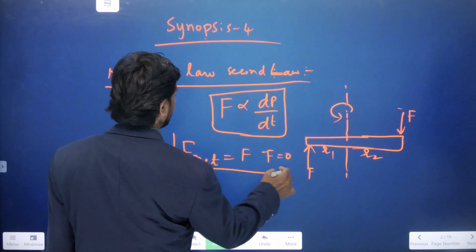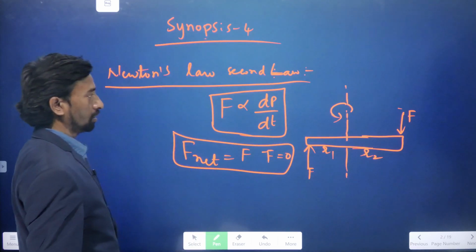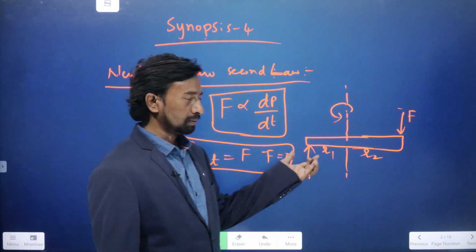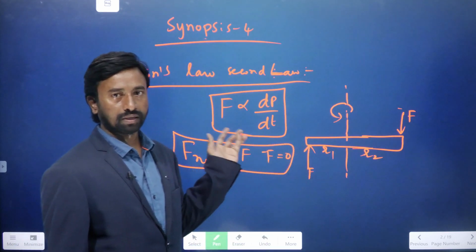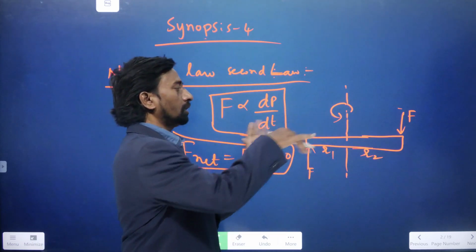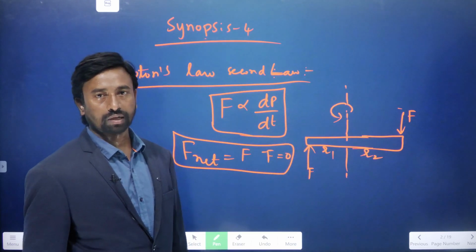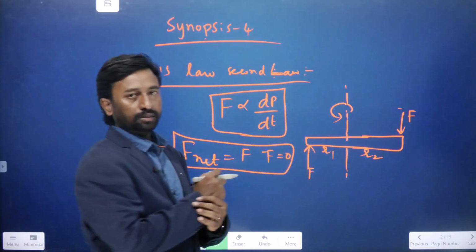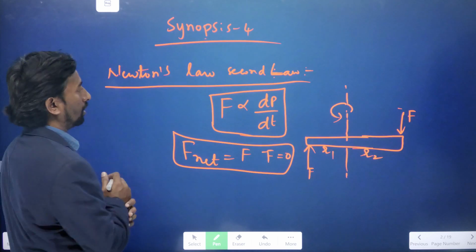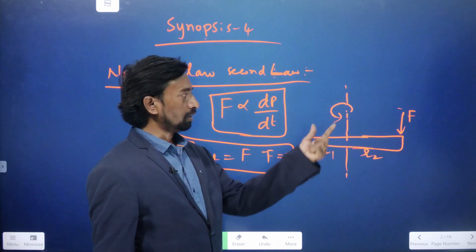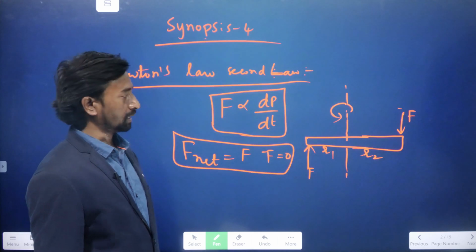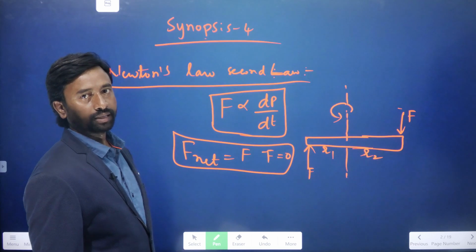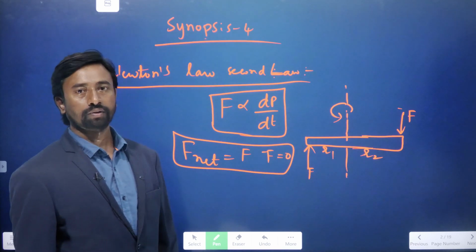If the net force is 0, the translational motion of the body does not take place. But there is an effect of torque, a turning effect on the body, and due to that the body rotates. When equal forces act in opposite directions on a body, we say there is a couple acting on the body.